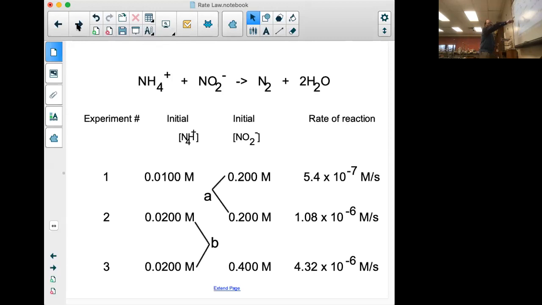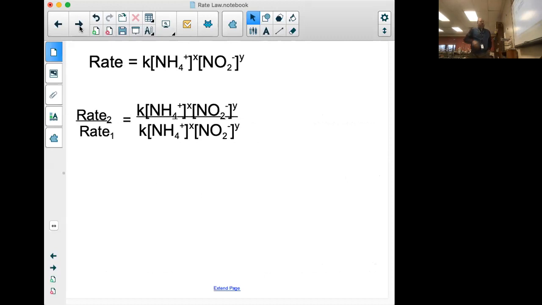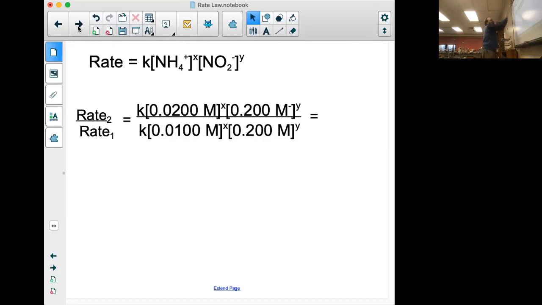So we're going to start by comparing reaction 1 to reaction 2. We're going to take reaction 2, since the number is larger, over reaction 1. We put our values in. We have 0.0200 molar for the concentration of ammonium and 0.200 molar for the concentration of nitrite. And in reaction 1, it's 0.0100 molar and 0.200 molar. That's going to equal 1.08 times 10 to the minus 6 molar per second over 5.4 times 10 to the minus 7 molar per second. We do that so our k's cross out and our concentrations of nitrite cross out.